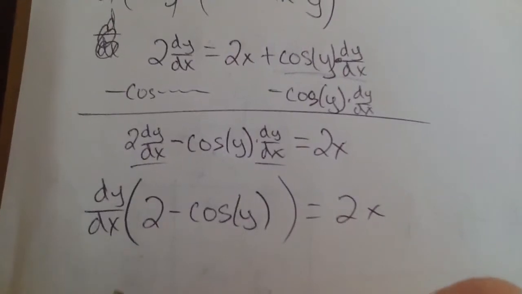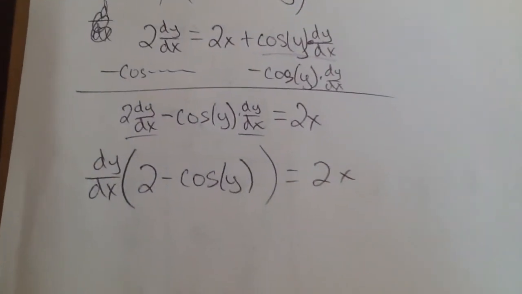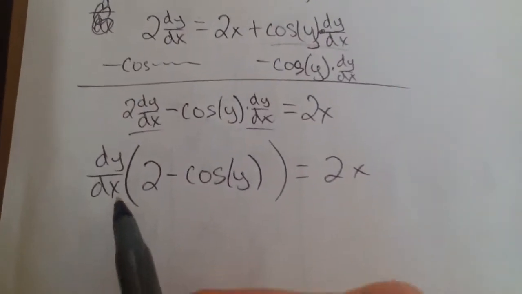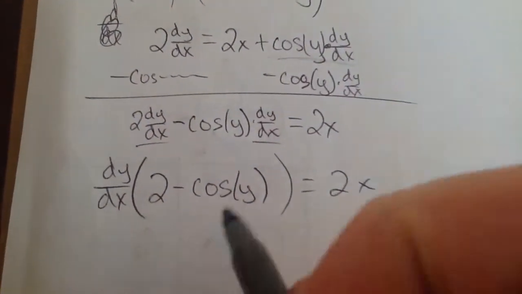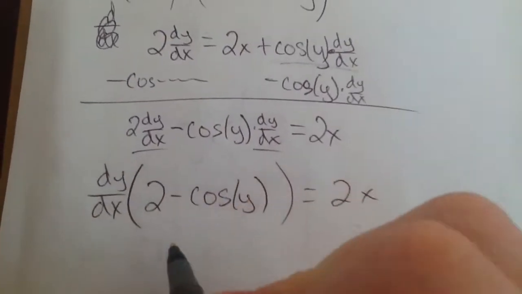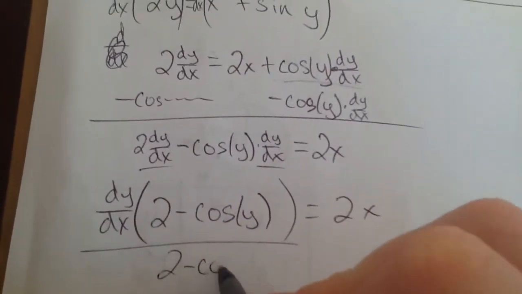Hopefully you remember how to do simple factoring of something out. Now solve for dy dx. Well, now it's easy because this is just multiplication, so I just divide by whatever's here. After you factor that out, you're just going to divide by whatever's there. So I'll divide by 2 minus the cos of y.